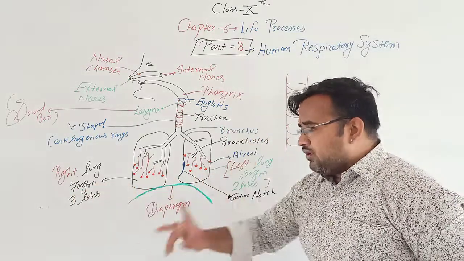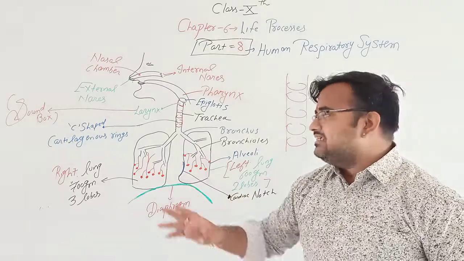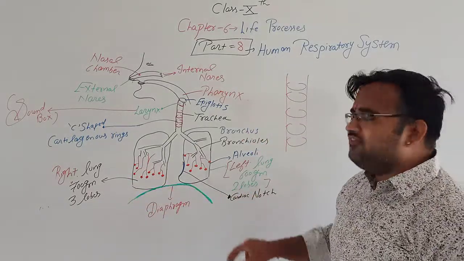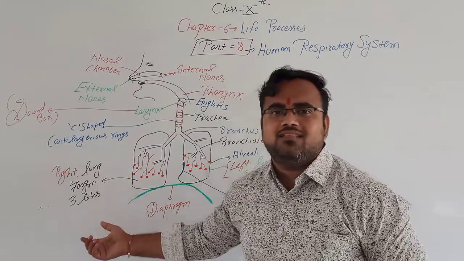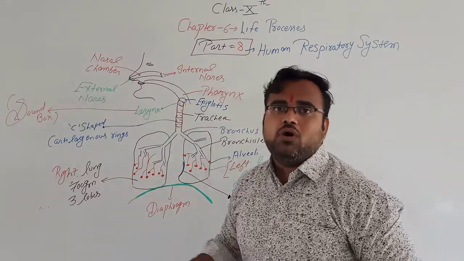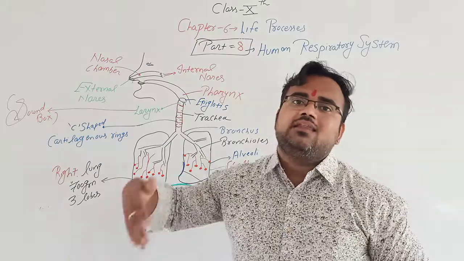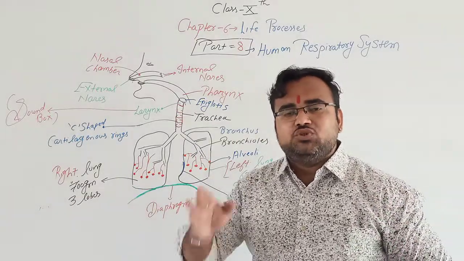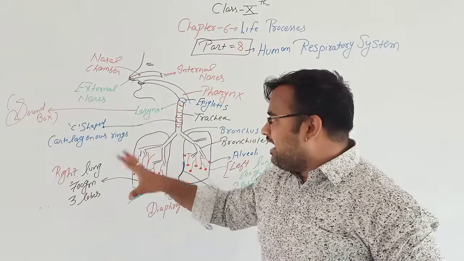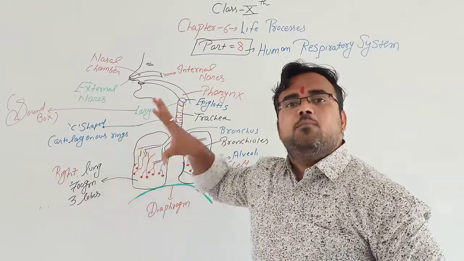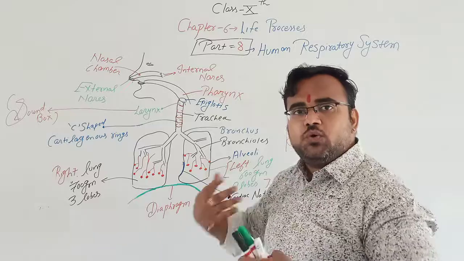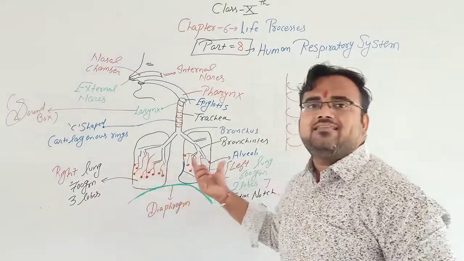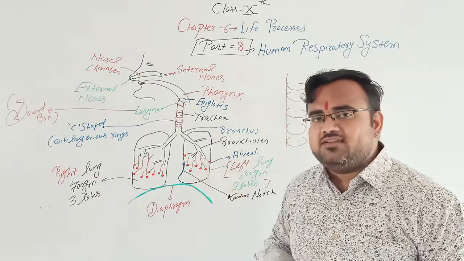And for your general knowledge, there are 3 lobes in the right lung and 2 lobes in the left lung. This question will not be asked in the NCERT or in the board: how many lobes are there in the right and left lungs and what is the weight? But for your general knowledge, you should understand it better. You can observe that the right lung is larger in diameter as compared to the left lung. This is for your general knowledge.